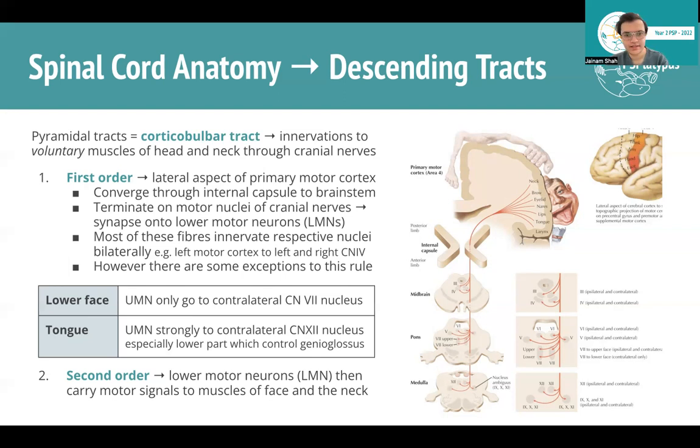Okay, so that's especially to the lower part of the nucleus, which controls the genioglossus muscle that innervates, or acts on, the tongue. And then, of course, same as before, the second order neuron synapses onto the lower motor neurons, which carry the motor signals to the muscles of the face and neck where they do their functions.